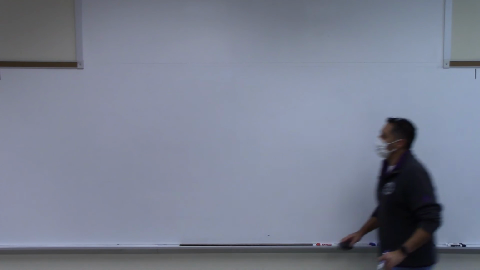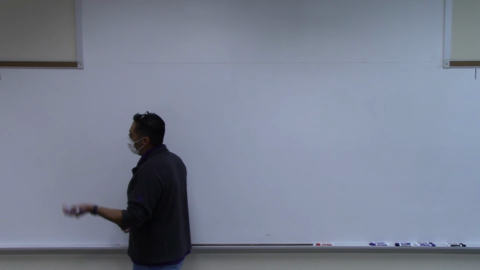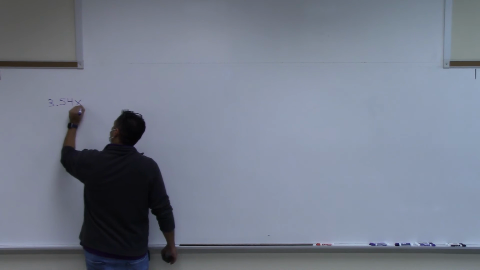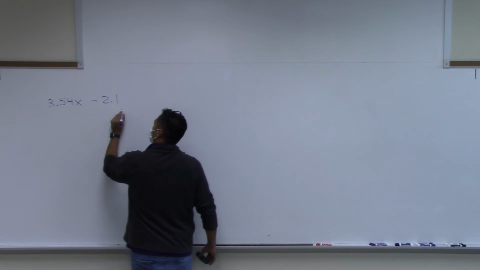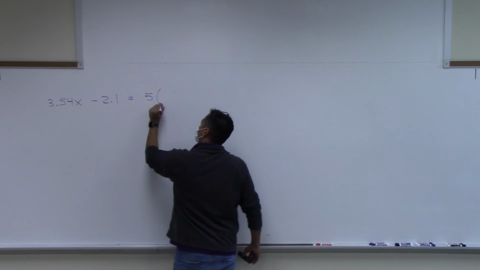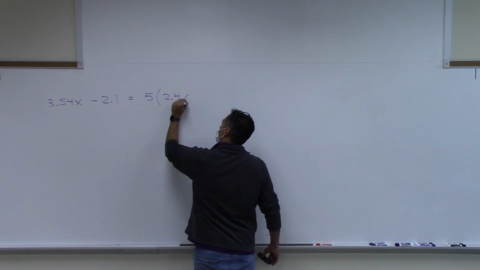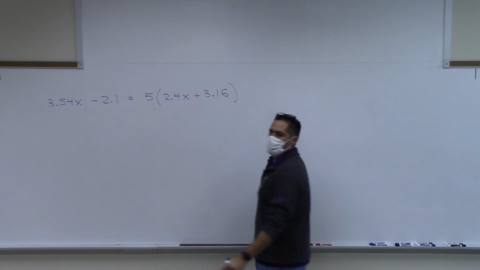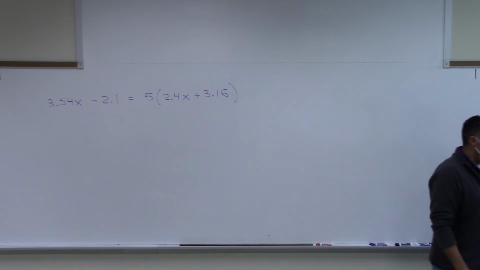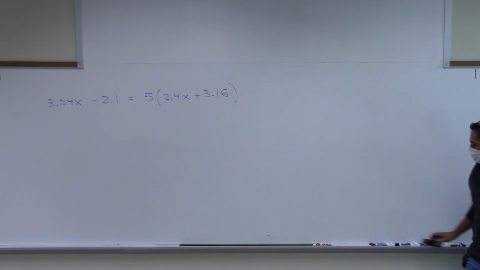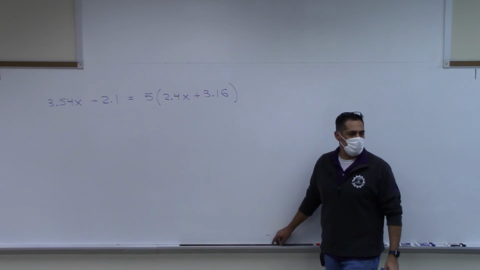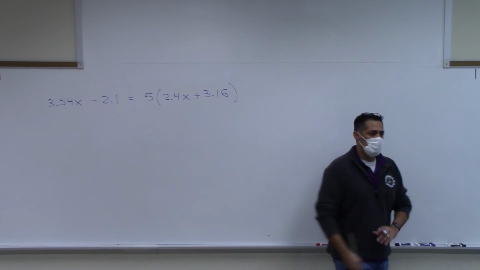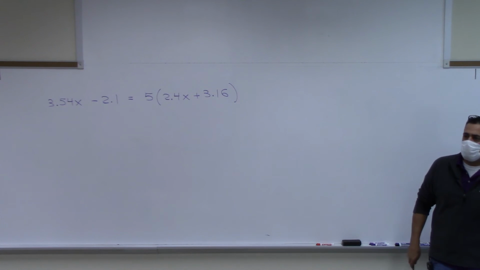All right, here we go. So we have not done one of these. They're not that bad, but what if we had 3.54x minus 2.1 equals 5 times the quantity 2.4x plus 3.16. This is a linear equation, right? You have an equal sign. You've got x's in here raised to the first power, right? So we've got a linear equation.